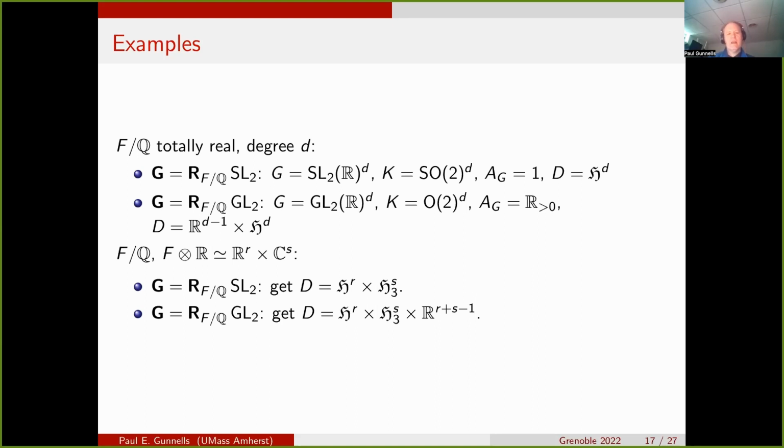If you look at SL2, you're just going to get r copies of the upper half plane for the real places, and s copies of hyperbolic 3-space for the complex places. And in the GL2 case, you have that, but then you also have something for the units, because the units have rank r plus s minus 1. This is what you call a flat factor. So the symmetric space definitely does differ when you go from semi-simple to reductive.